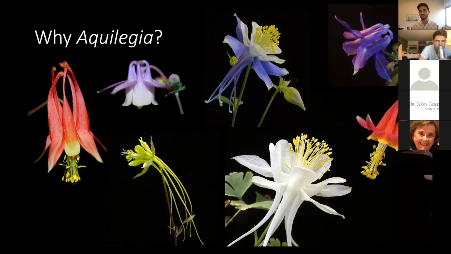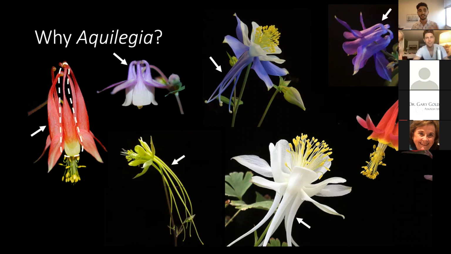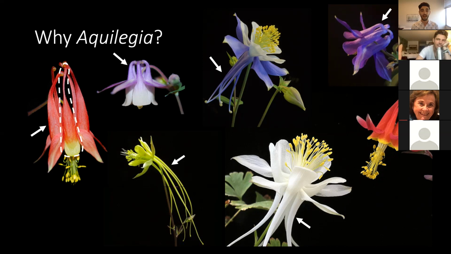So why do we study this group, columbines? For starters, they're awesome flowers and we get to flex on people in our talks with photos like these. But in actuality, it's because they are a great model system for studying evolution, and it's thanks almost entirely to this structure. On each of these species, I've pointed out the petal and I've highlighted it in this one species on the left. And that is a petal, but it's a highly modified petal with this tubular outgrowth we call a nectar spur.